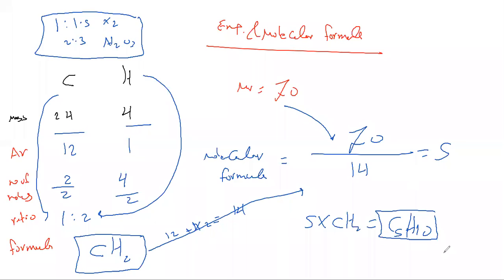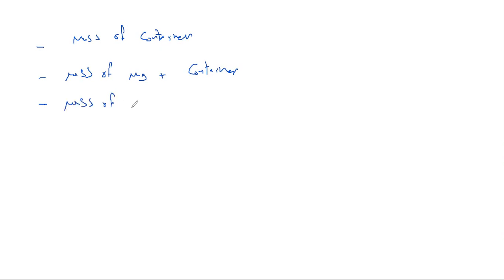After that, in case you have a container, we have the mass of the empty container, then the mass of magnesium plus container, then the mass of magnesium oxide plus container. After that, calculate the empirical formula.